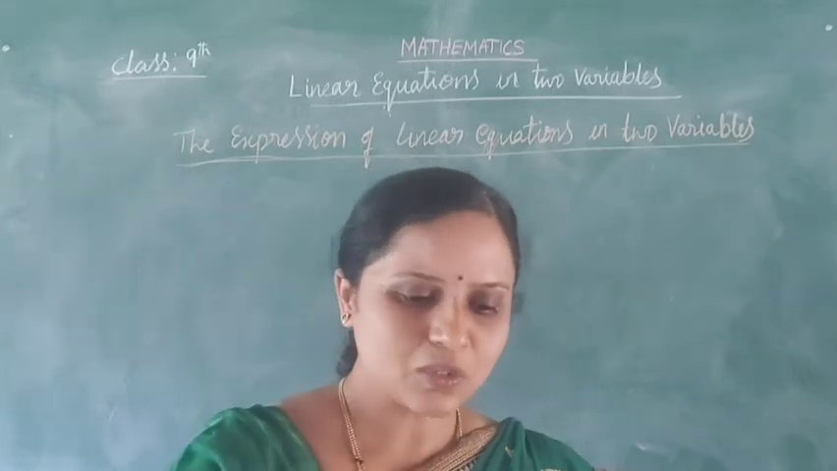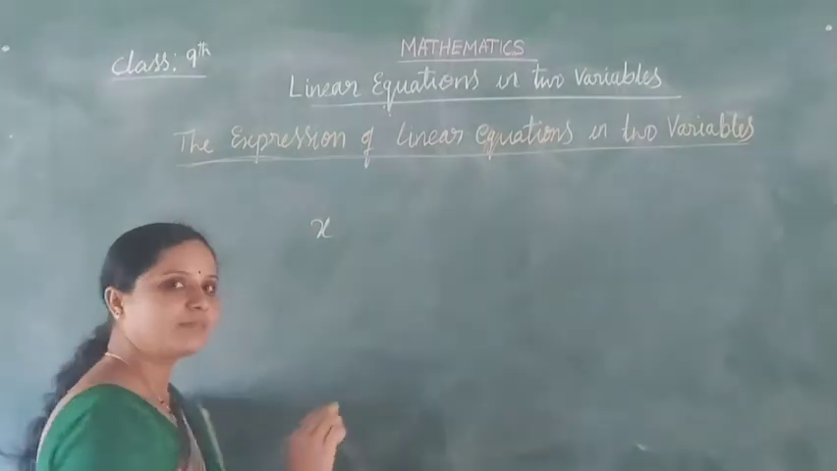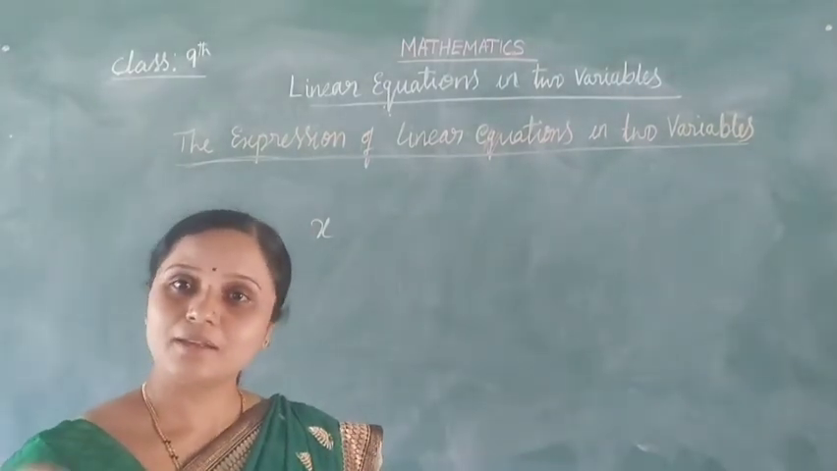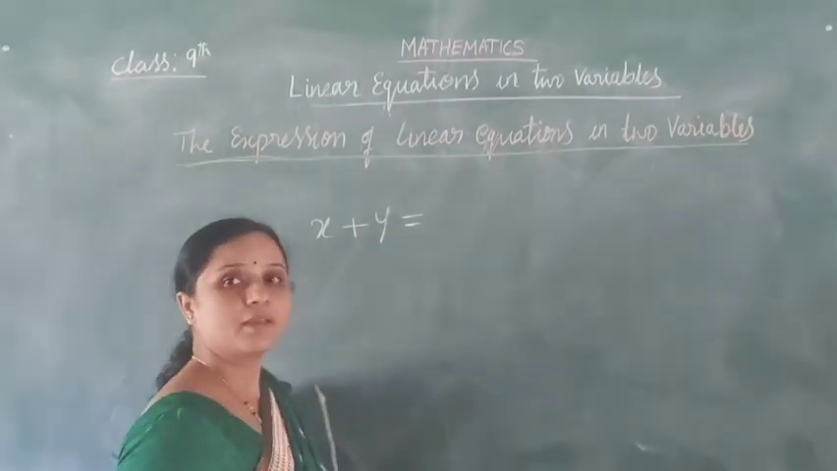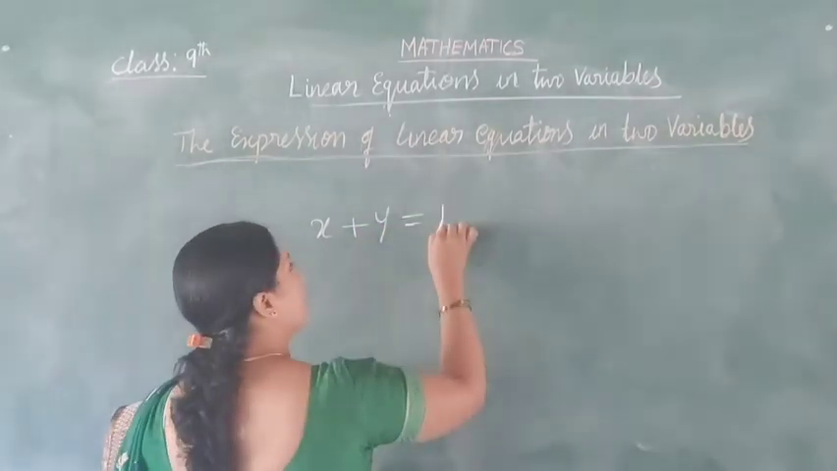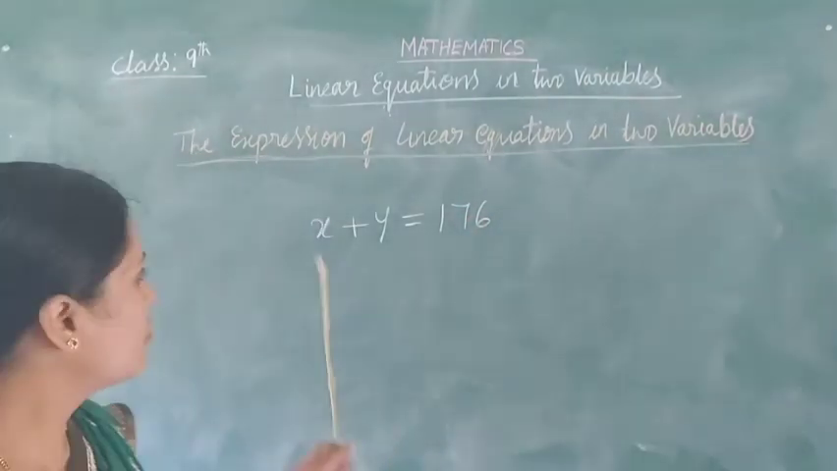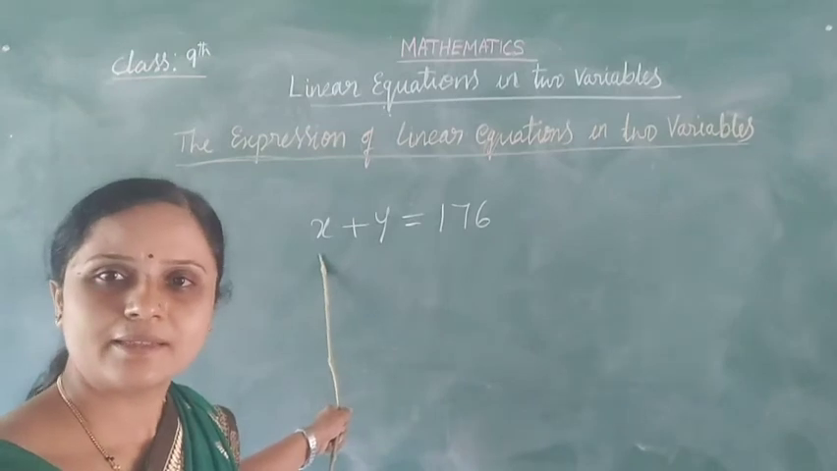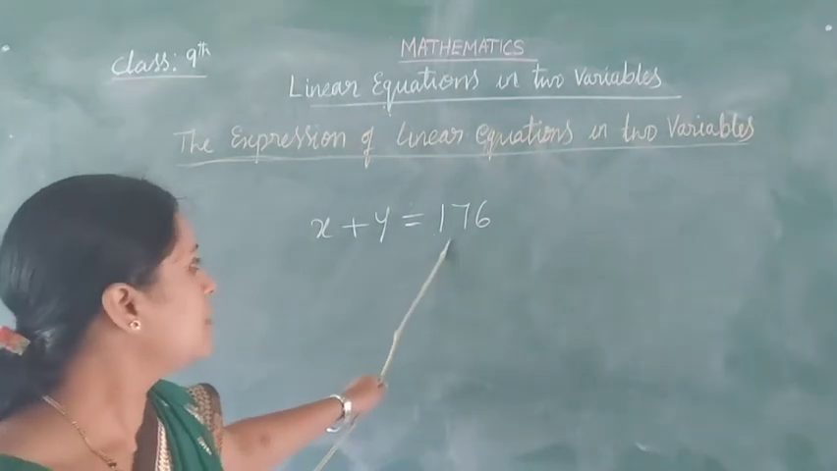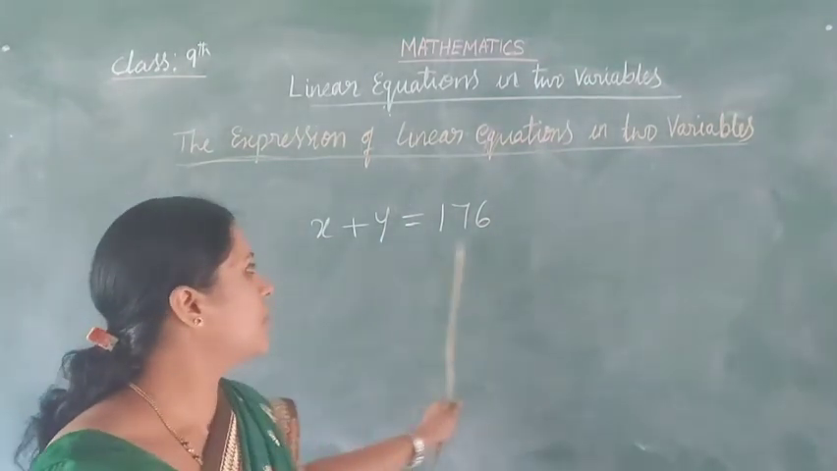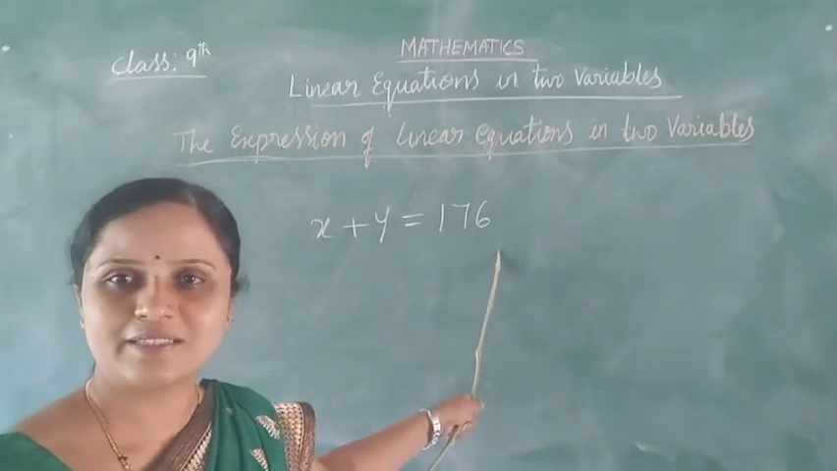The run scored by one batsman is X. The run scored by another batsman is Y. The total run scored by these two batsmen of the Indian cricket team is 176. Understood?